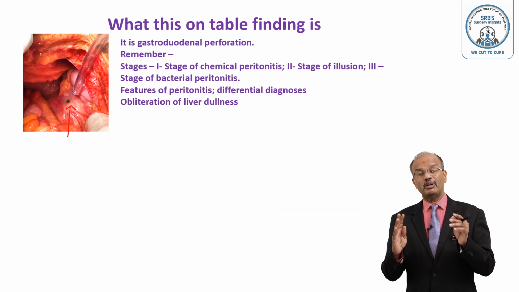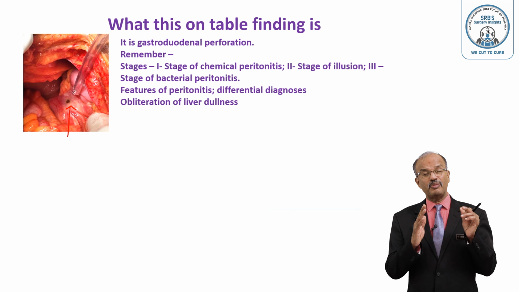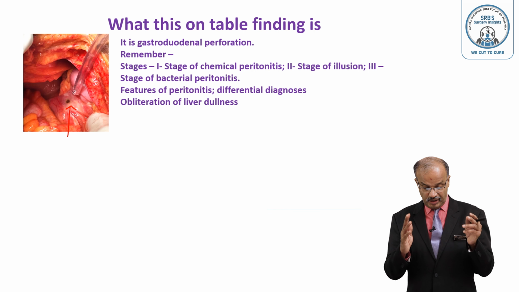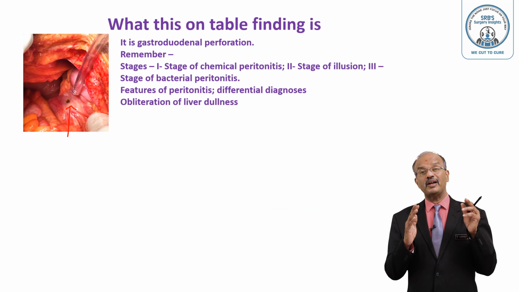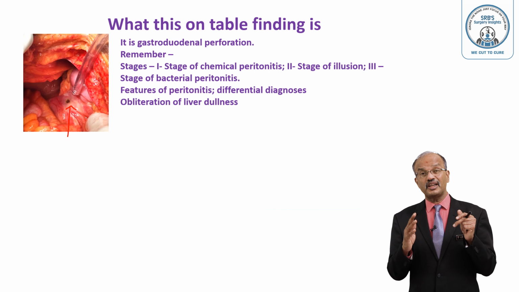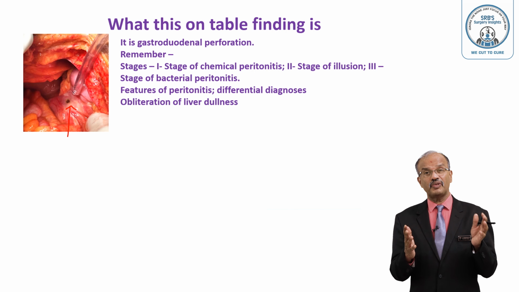There are three stages, remember. The stage of chemical peritonitis, the stage of illusion or recovery, and the stage of bacterial peritonitis, that's more dangerous. So these stages are important. It's the main question also for you.